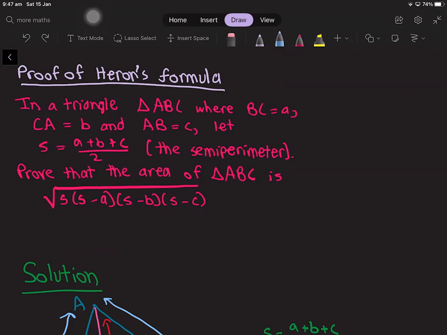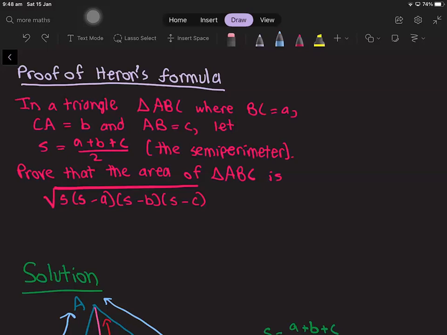And now the formula is to prove that the area of triangle ABC is the square root of S(S minus a)(S minus b)(S minus c). So this is a formula for the area of the triangle in terms of its side lengths only, because S is also in terms of the side lengths. So we'll be going through the proof of Heron's formula.